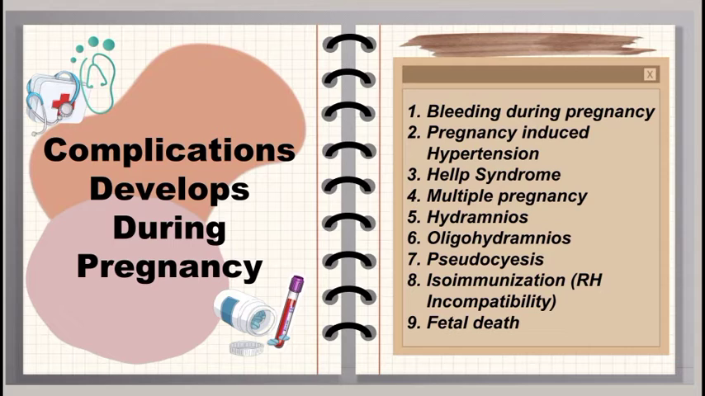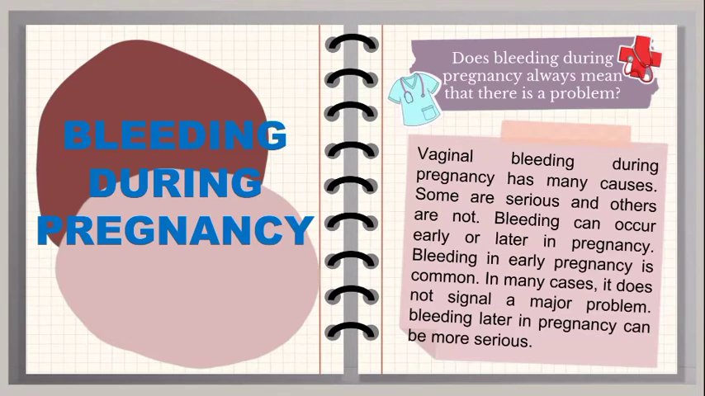So, here are the complications that develop during pregnancy. One is bleeding during pregnancy. Number two is pregnancy-induced hypertension. Three is HELLP syndrome. Number four is multiple pregnancy. Number five is hydramnios. Number six is oligohydramnios. Number seven is pseudocyesis. Number eight is isoimmunization or Rh incompatibility. And number nine is fetal death.